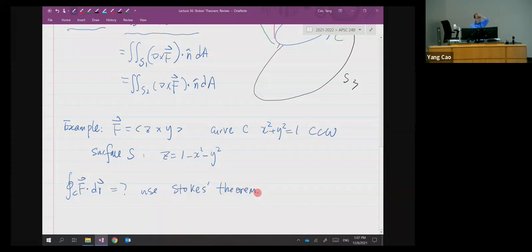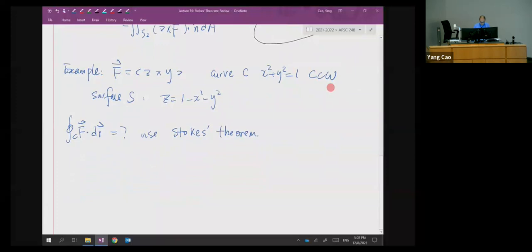Okay, so this is a typical question for Stokes theorem. You have the vector field, you have the curve C, and you have the orientation of the curve C. You also have a surface which has the boundary of the curve C. And you're asked to calculate the vector line integral using Stokes theorem.